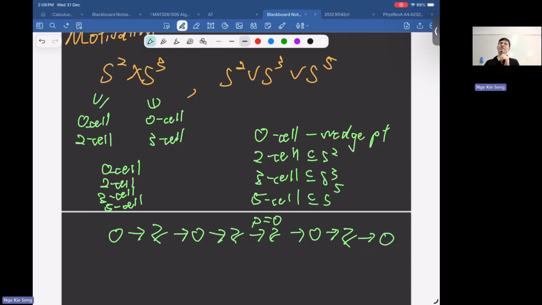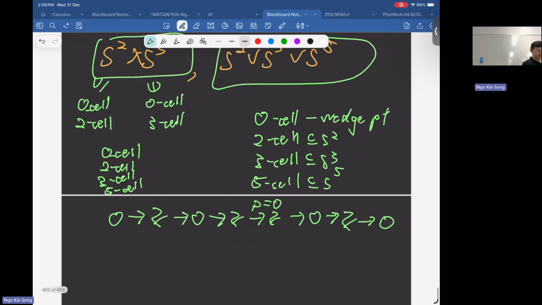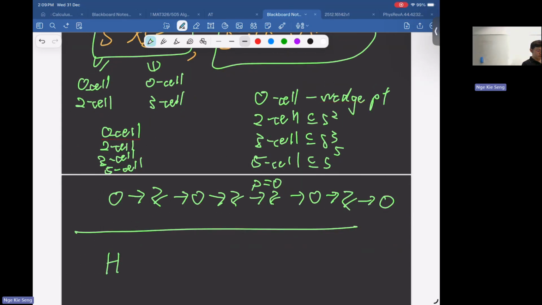So again, how should we differentiate them? We will use the cohomology ring to differentiate them again. We know that the cohomology of a wedge product will break up into a direct sum, but how about the cohomology of a product space? This is our main problem here. What's the cohomology of a product space?